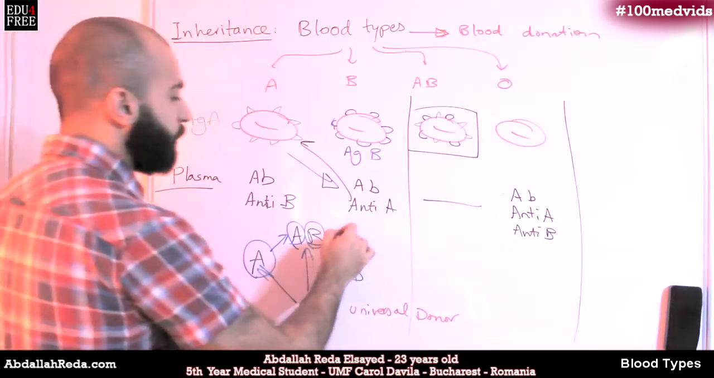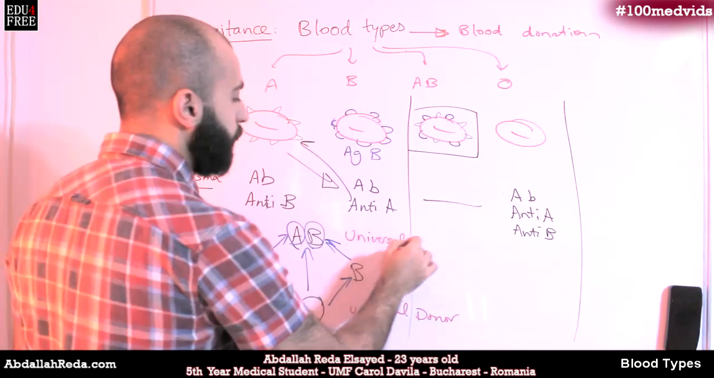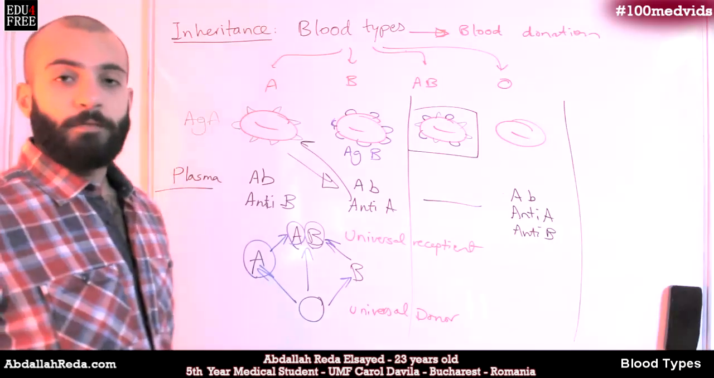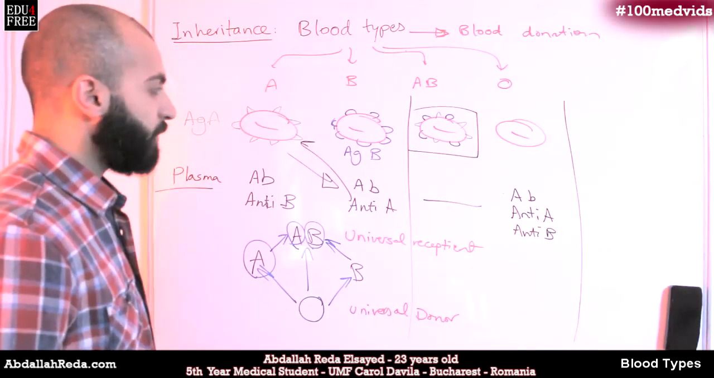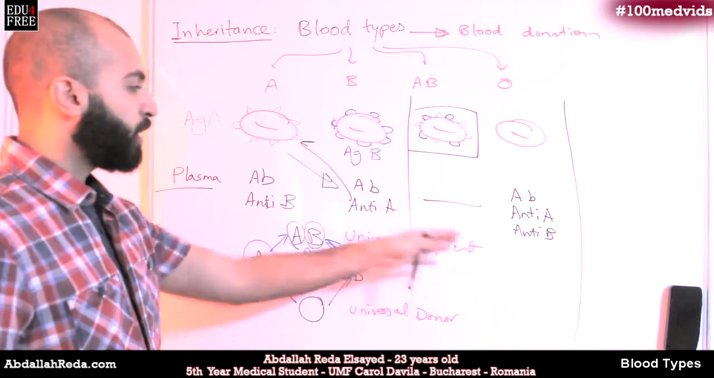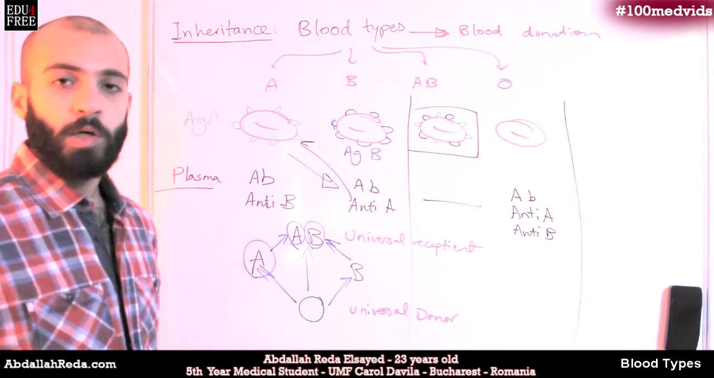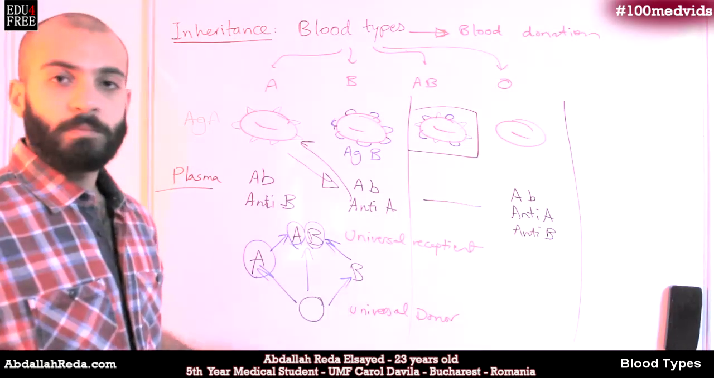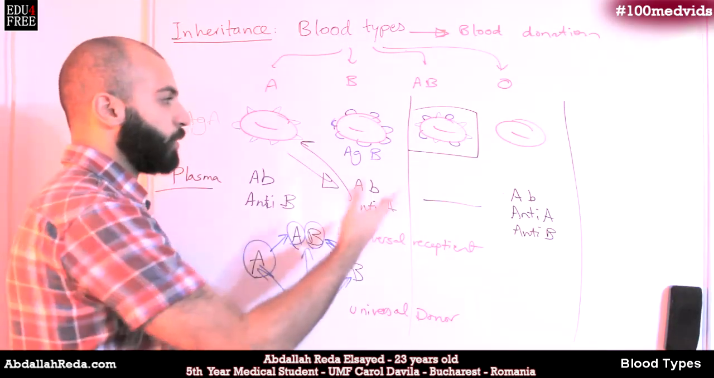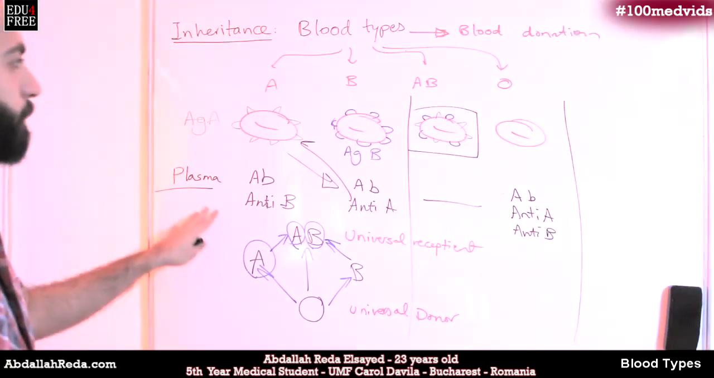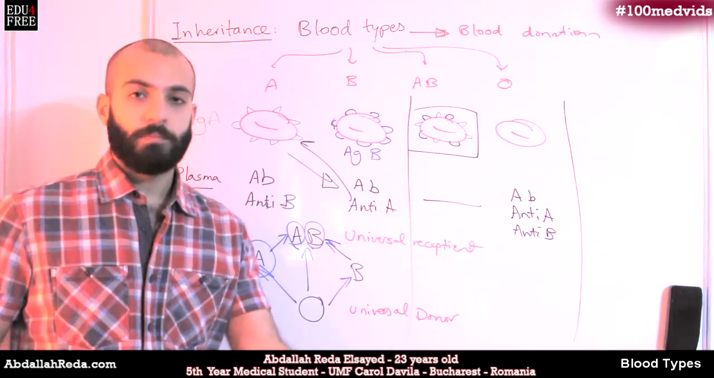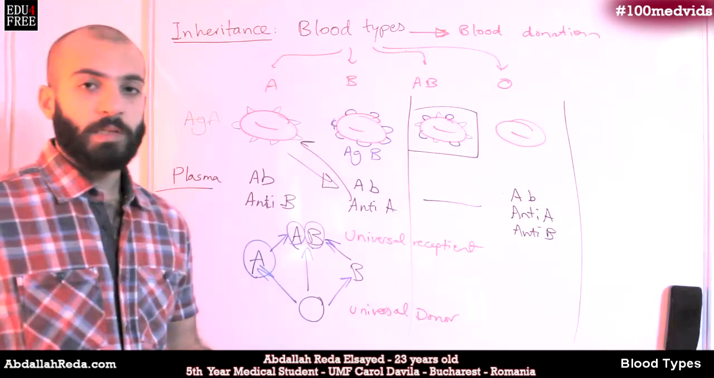And AB is called the universal recipient, because he or she can receive blood from anyone. Since there are no antibodies at all in the plasma, whatever kind of blood cells go there will not find any defense, if we can say so, and they will do fine as well. So this is the scheme for the blood types regarding donation. I hope it was easy and clear.